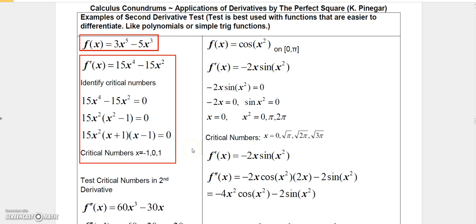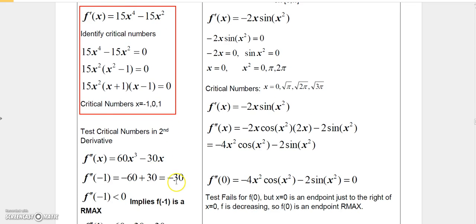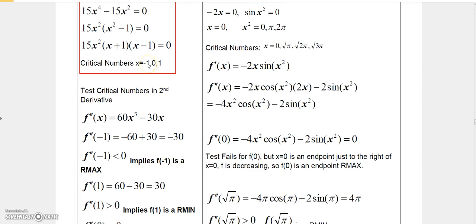Now, I need the second derivative to test. So I need to find the derivative of 15x to the fourth minus 15x squared to get the second derivative. Well, just apply the rules for differentiation. The derivative of this would be 60x cubed, and the derivative of this would be minus 30x. And now, we take each critical number and plug it into the second derivative. So if I plug -1 into the second derivative, I get 60 times -1, which is minus 60, and then minus 30 times -1, which is plus 30. So I get minus 60 plus 30, which is -30.